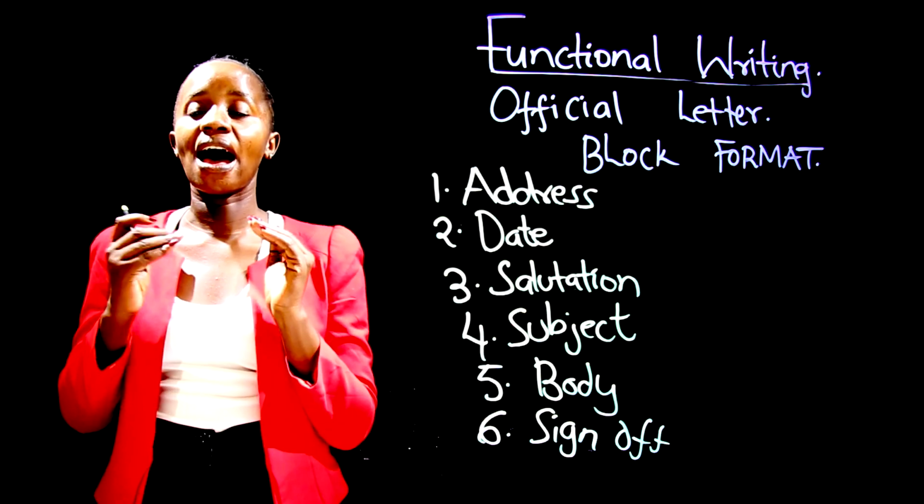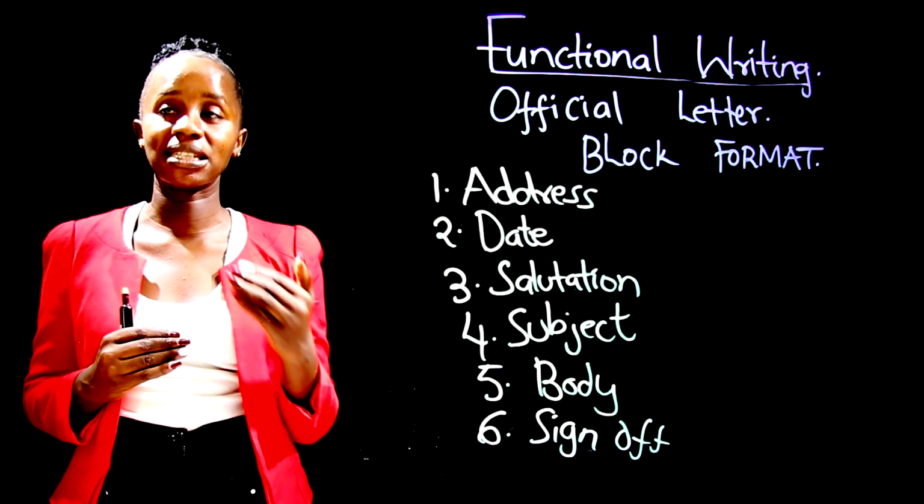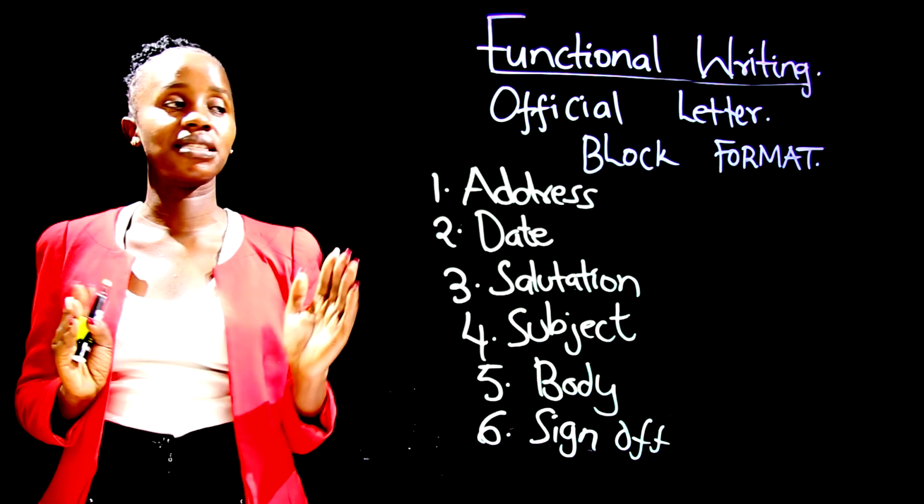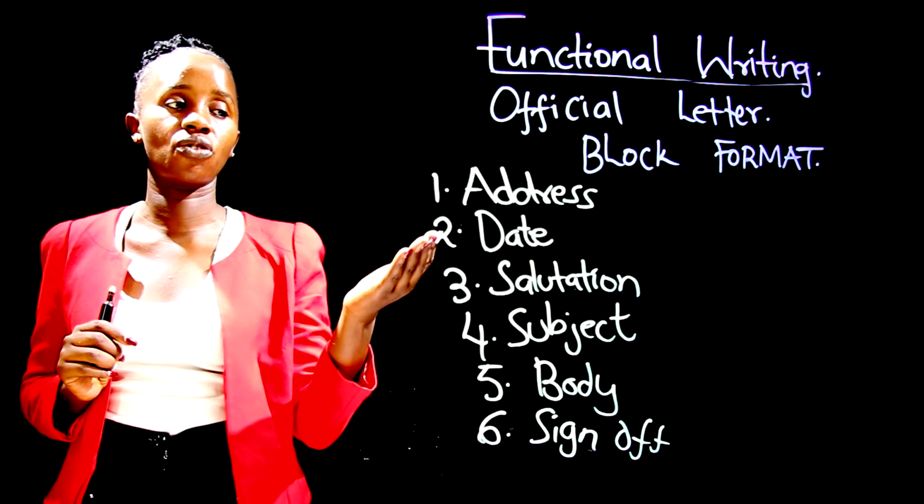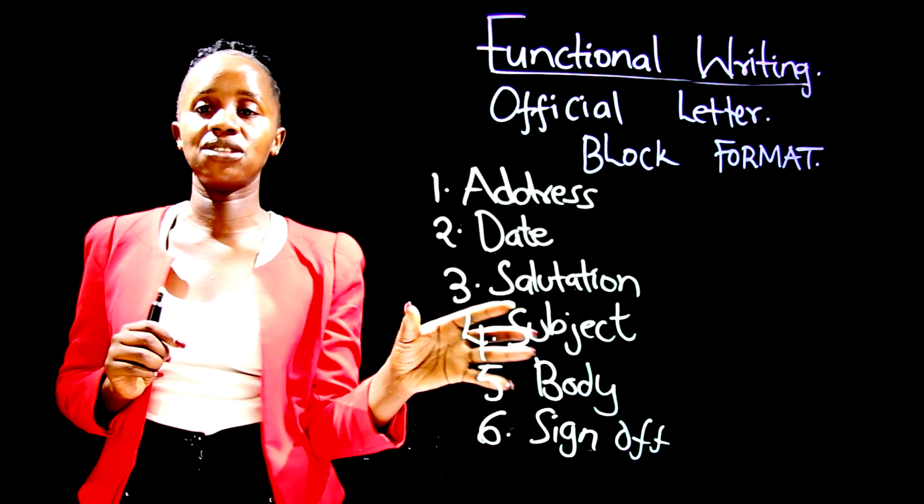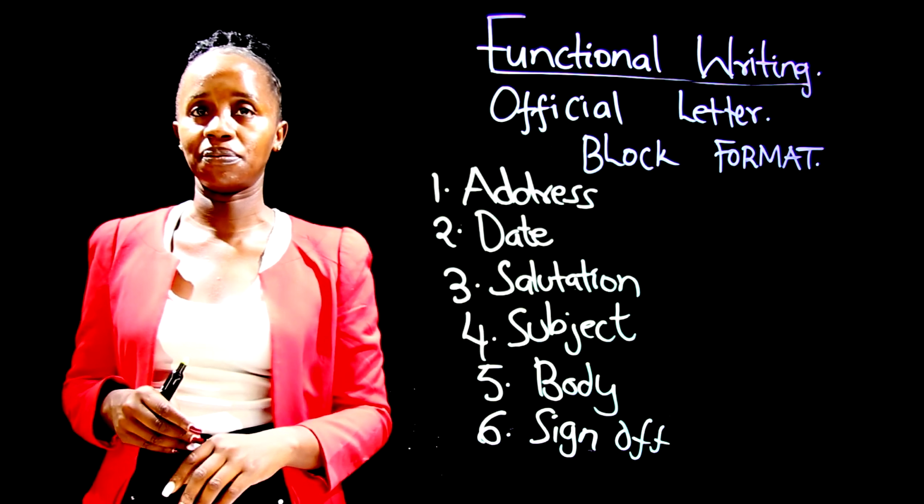So dear learner, I want us to do this practically. How will we write a letter, an official letter? And we're following the block format. So pause the video and get ready with a pen and a paper. Let us do this practically. The first thing that we said that a letter must have is the address, the 2 addresses, the recipient's and the sender's address. We will use a question to guide us on how we will write.